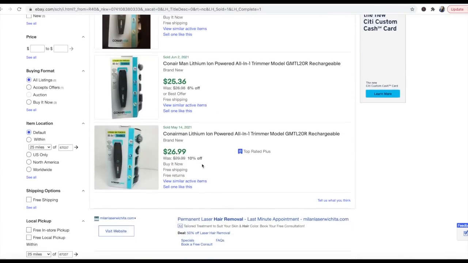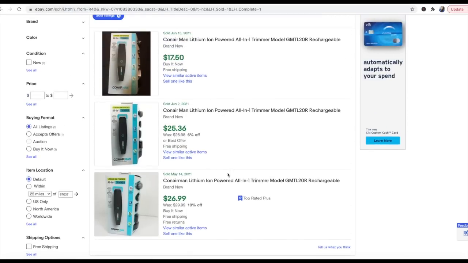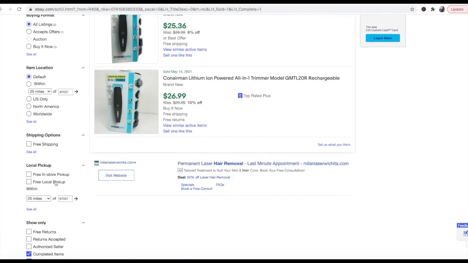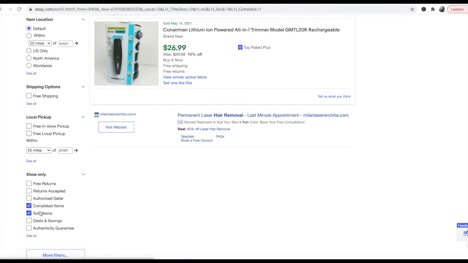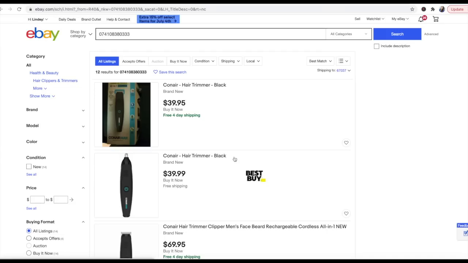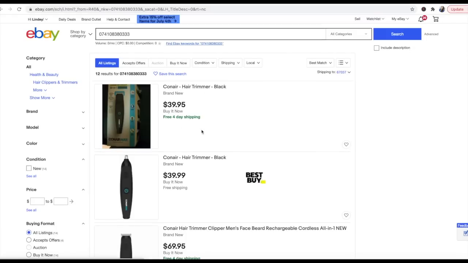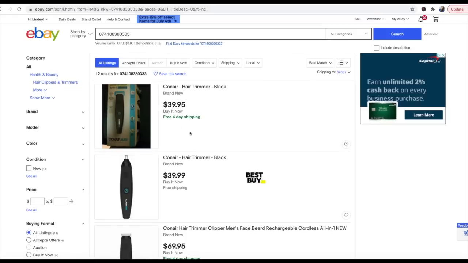25, 26.99. Oh, and that's it. Those are the only three. So I would not be comfortable pricing for any less than about this price point, because if we go back to the current actives, let's see, I think like $27 would be the lowest I'd be comfortable. Because right here, right up at the top of the search, we have one for 40.